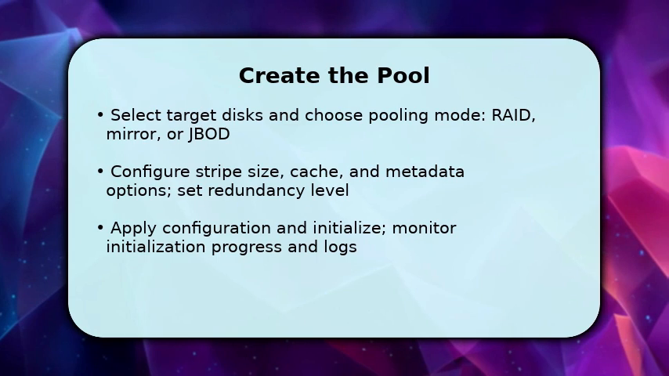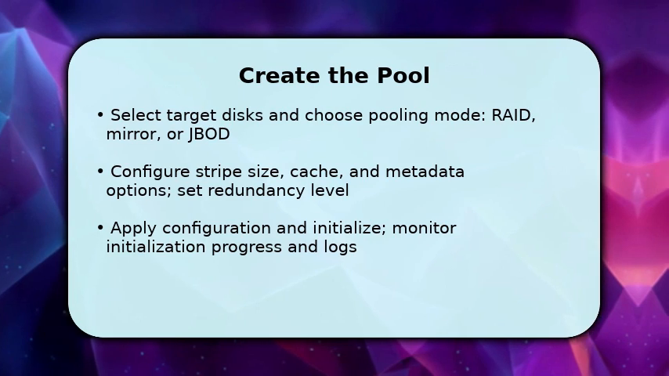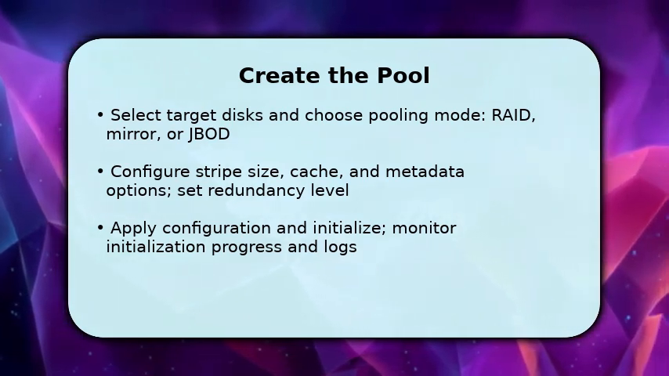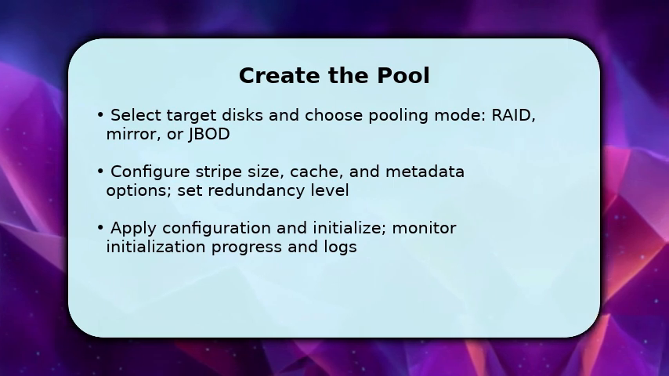Once selected, configure stripe size and cache parameters to match workload characteristics. Smaller stripes for random I/O, larger for sequential transfers. You set redundancy and metadata placement, then apply the configuration.